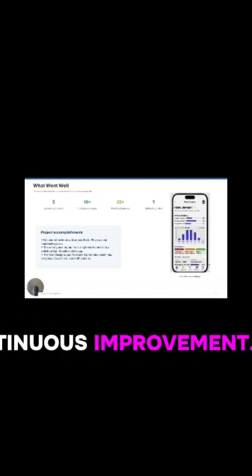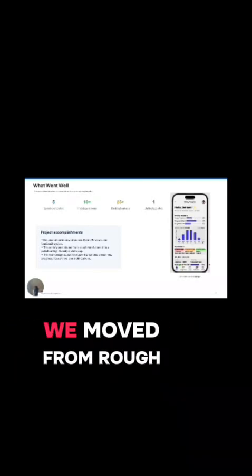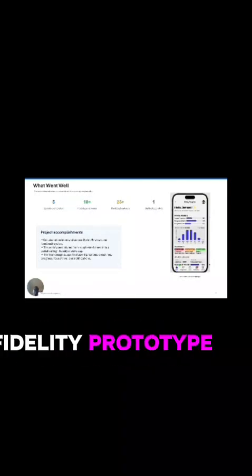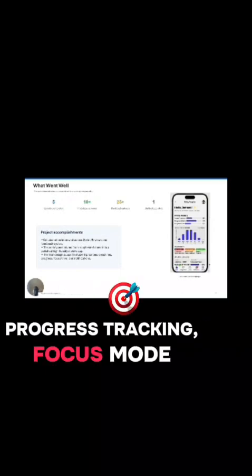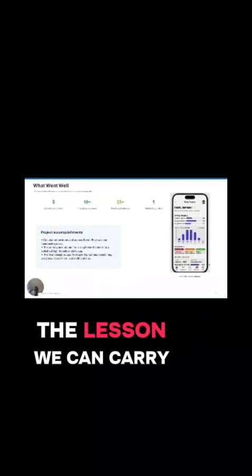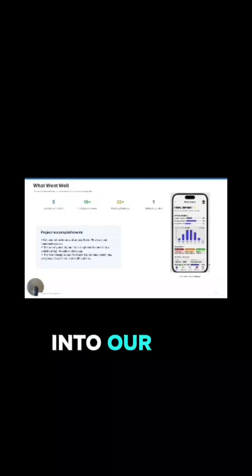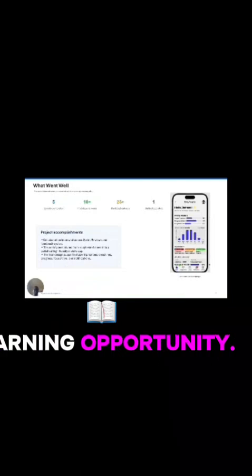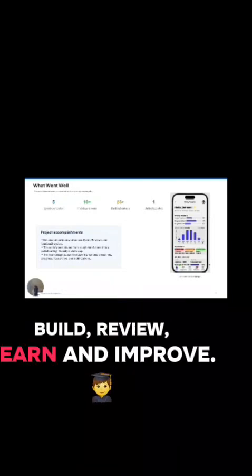at once. Project accomplishment. One thing that went particularly well was our continuous improvement across the 5 sprints. We moved from rough wireframes to a published high fidelity prototype and expanded the app with features such as assignments, notifications, progress tracking, focus mode, and search. The lesson we can carry into our future projects is to treat every sprint as a learning opportunity. Build, review, learn, and improve.